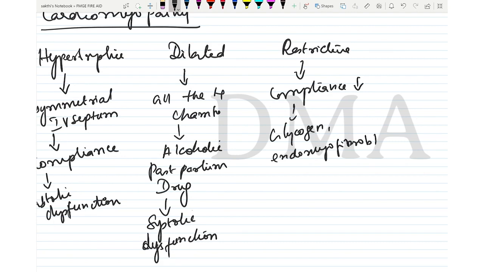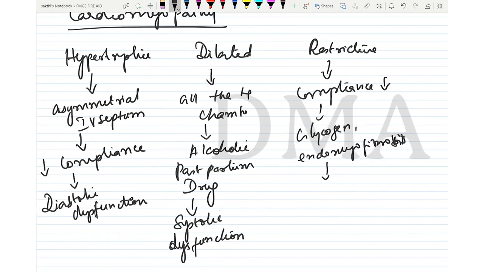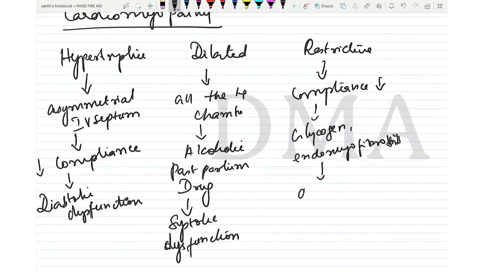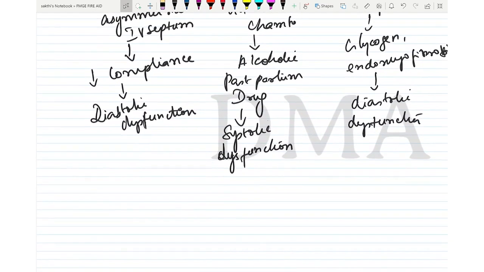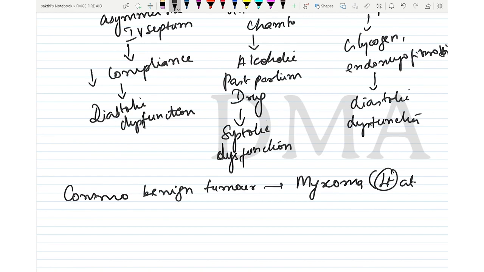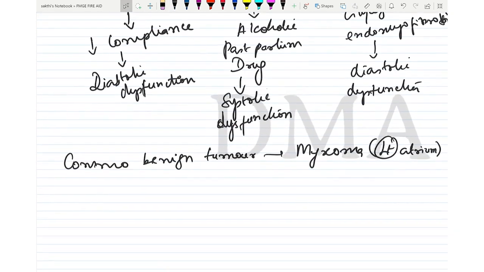Again, remember the commonest benign tumor of the heart. The commonest benign tumor of the heart is myxoma. It's a myxoma which is very commonly seen in the left atrium. So it's also called left atrial myxoma, and the syndrome associated with this left atrial myxoma is Carney syndrome. The most common tumor of the heart that is present in children is rhabdomyosarcoma. Okay, so that is about the tumors that are affecting the heart.